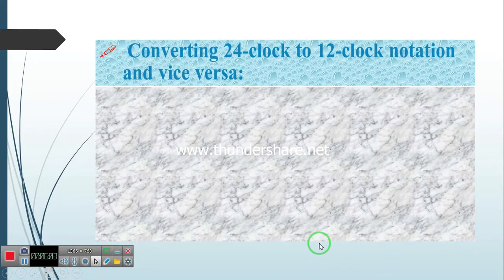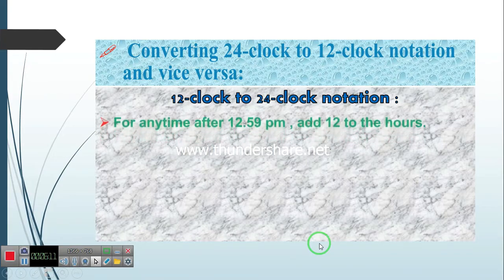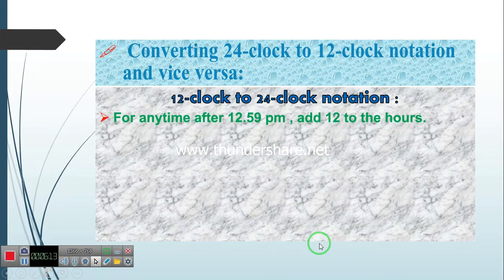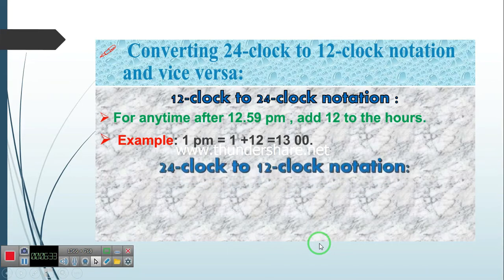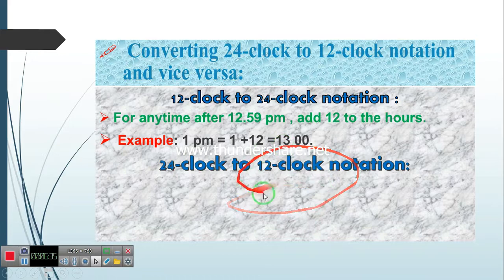The important thing is that we know how to convert 12-hour to 24-hour format. How? For any time after 12:59 p.m., we add 12 to the hour to change to 24-hour format. After 12:59 means starting from 1 o'clock, so you say 1 p.m. changes to 13, as I said. The rest you keep the same. The problem now is going from 24-hour back to 12-hour. How?